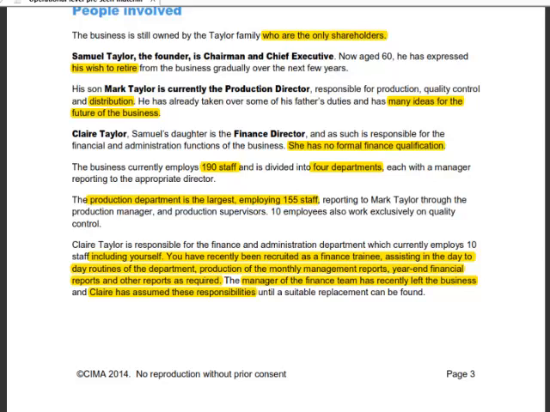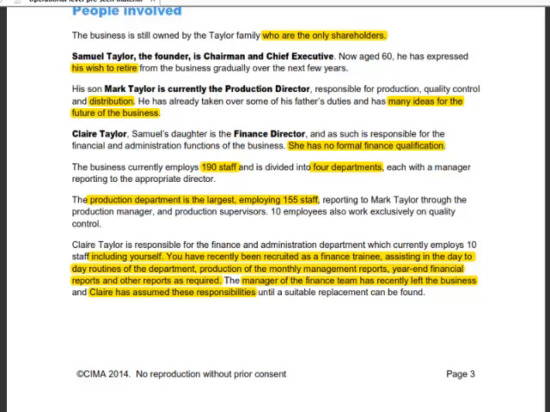So immediately when you see that, you see somebody who's got a lot of responsibilities and who's probably spread very thinly. And maybe from an organizational point of view, we might want to come back and look at that. Claire Taylor, Samuel's daughter, is the finance director and responsible for the finance and administration functions. Highlighted very clearly, she has no formal finance qualification. Now that is a real concern, and that's something we need to come back to and understand the consequences of that.